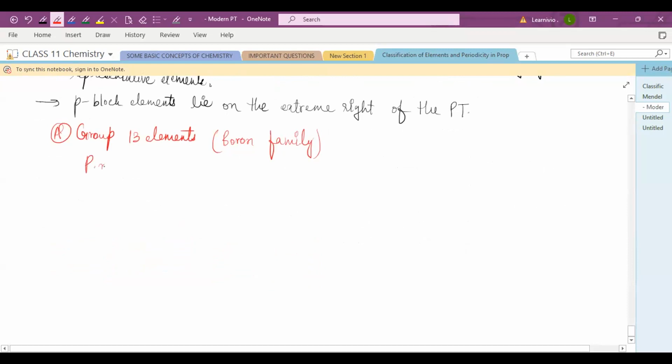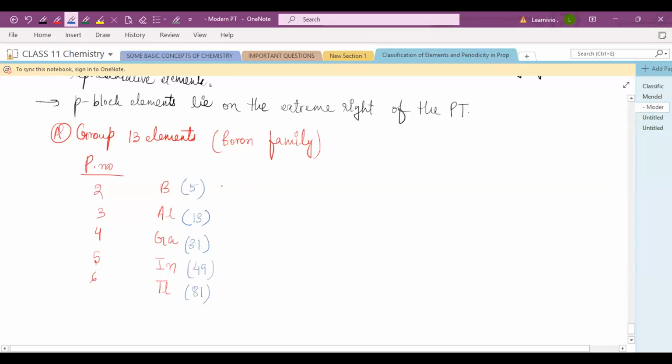So I'm writing the period number here. It's 2, 3, 4, 5, 6, and 7. So it's boron, aluminium, gallium, indium, thallium, only till 6. Okay, write down the atomic number first. For boron it's 5, for aluminium it's 13, gallium 31, indium 49, and for thallium it's 81.